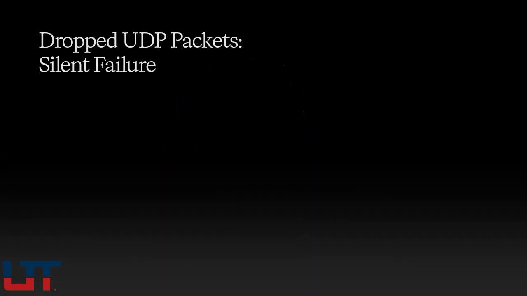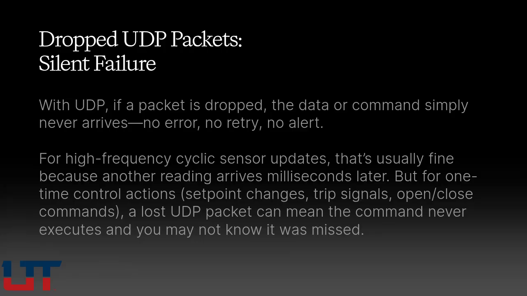Here's why the TCP versus UDP distinction matters practically for OT engineers. If a protocol uses UDP and a packet is dropped, the command or data simply doesn't arrive. No error message, no retry, no alert. For cyclic sensor data being pulled at high frequency, that's okay. The next reading arrives in milliseconds. But for a command that must execute, like a set point change, a trip signal, or an open-close command, a dropped UDP packet means the command silently fails to arrive, and the device does nothing with no indication that the command was ever sent.